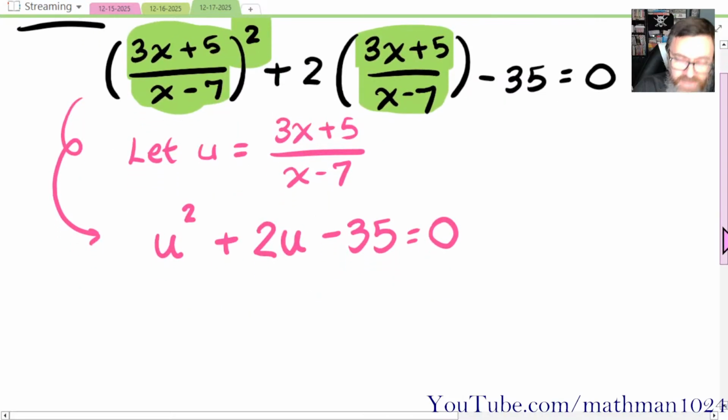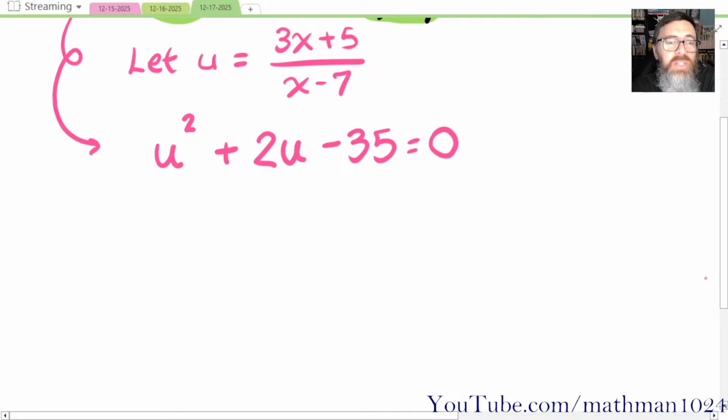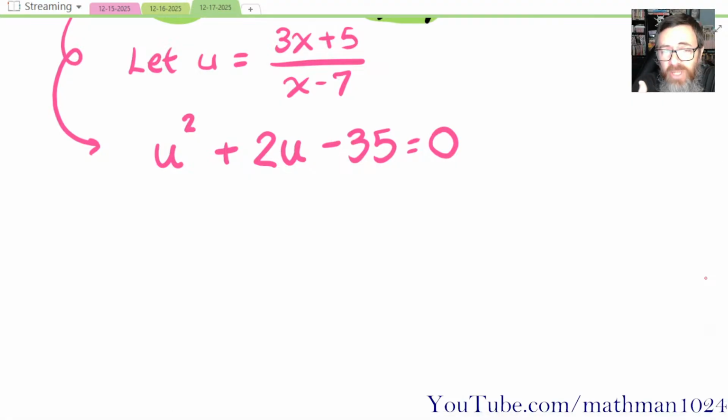Now, notice that I do have a different color, and I want to make sure we are aware of that. That different color signifies that if I solve this, I'm not going to be done. Because I'm going to have to go back to my original black color and not this new pink color. But while I'm working in this other realm with the u and not the x, I'm going to keep this new color. So I've got u squared plus 2u minus 35.